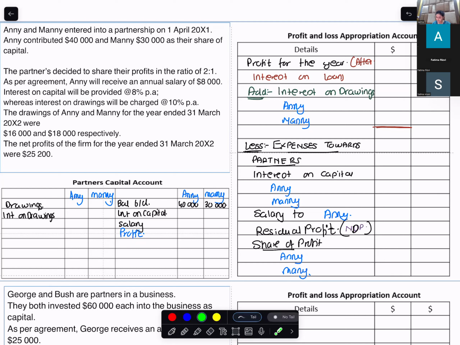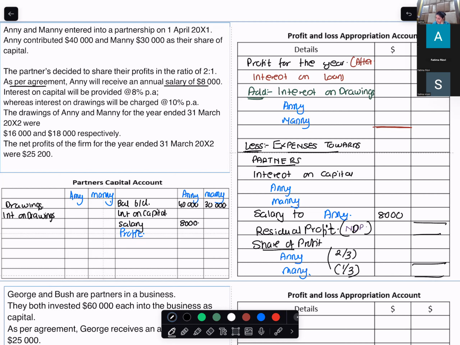Okay, read next. The partners decided to share their profits in the ratio 2:1. As per agreement, Annie will receive... Where will I write? 2/3 and 1/3. Once you read, you start writing. Okay, Annie will receive an annual salary of $8,000. Where will I write? Salary to Annie on the credit of capital and where else? On the profit and loss appropriation. Expense towards partners.